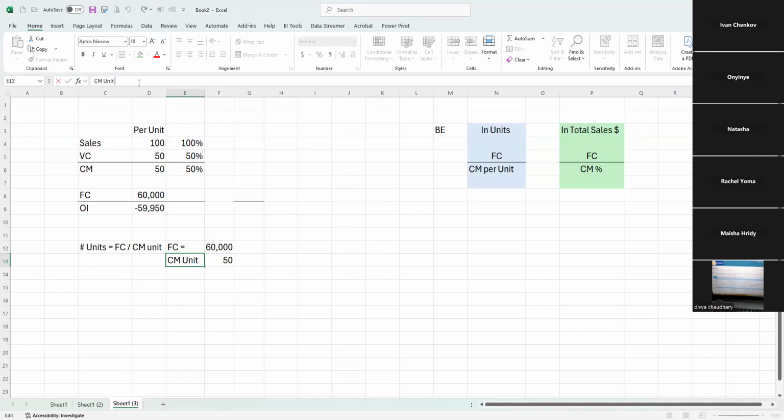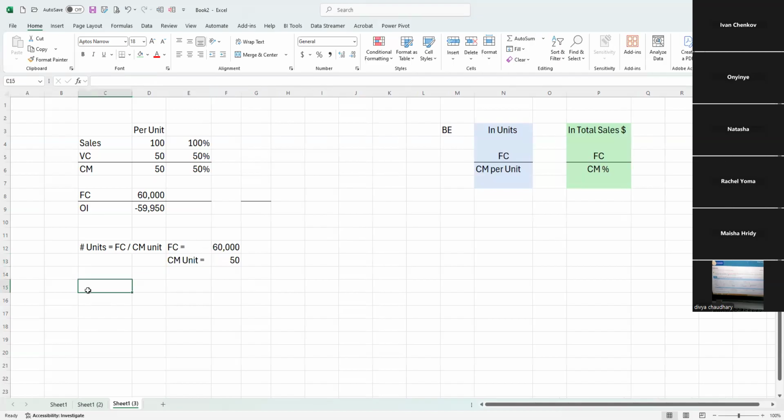Now, can I calculate the number of units that I need to sell? Yes. The break even is going to be equal to this one divided by that one. 1,200. So if I sell 1,200 units, I'm going to get a break even, correct? Let's see if that's going to work. So let's say we're selling now 1,200 units.